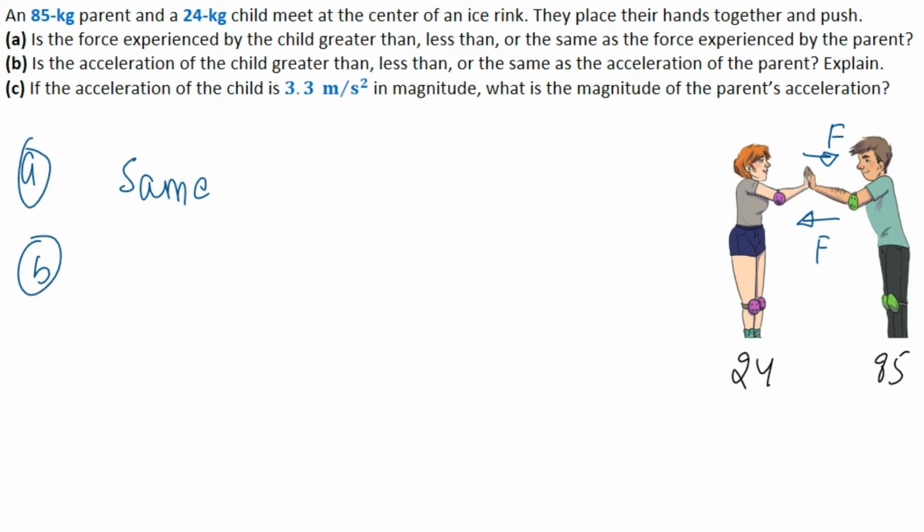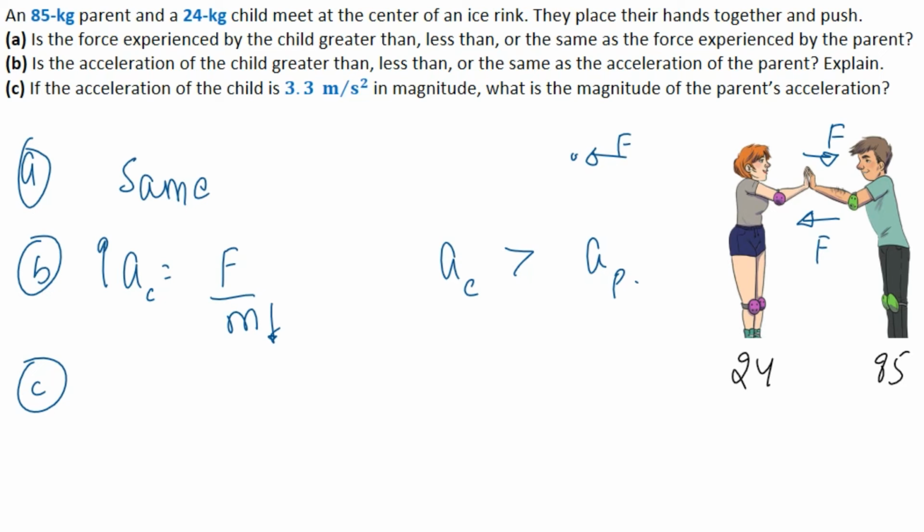Now in the B part we need to find whether the acceleration of the child is greater than, less than, or the same as the acceleration of the parent. Acceleration is the force exerted on the object divided by the mass. If you consider the free body diagram of the child, the only force acting is this F, and the mass of the child is less. So if the mass is less, the acceleration for the child will be more. So the acceleration of the child will be greater than the acceleration of the parent.